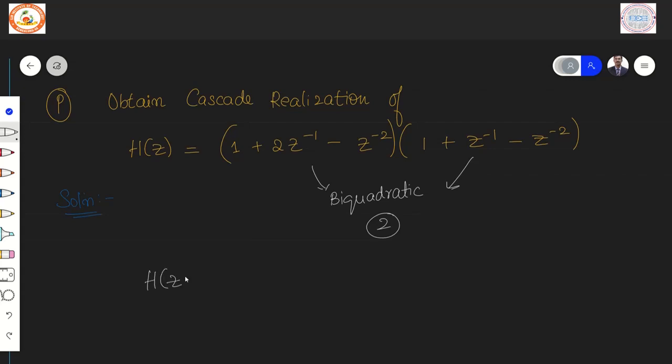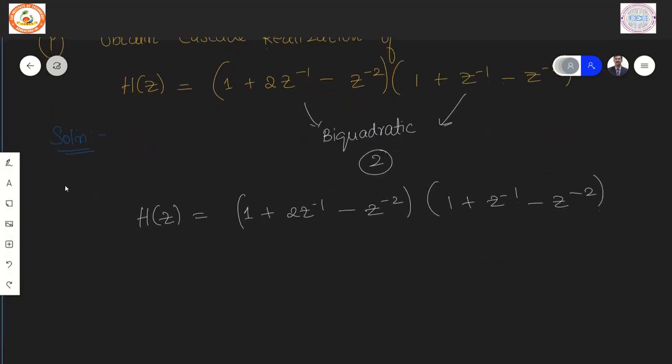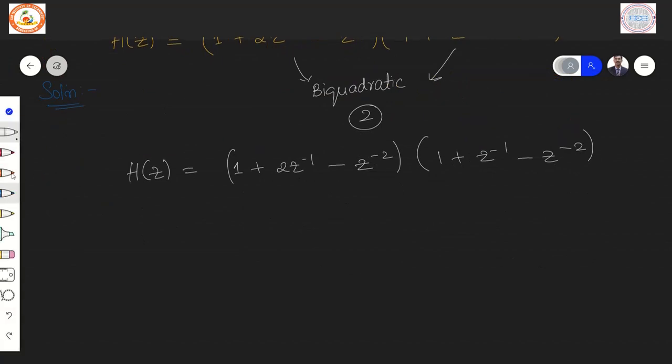The given H(z) is (1 plus 2z^-1 minus z^-2) into (1 plus z^-1 minus z^-2). Next, this is expressed as H(z) equals H1(z) into H2(z). This is called cascading.